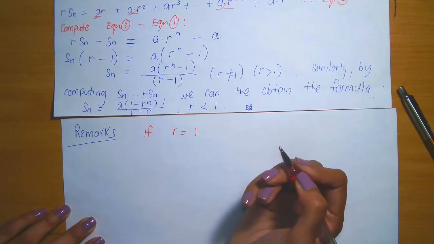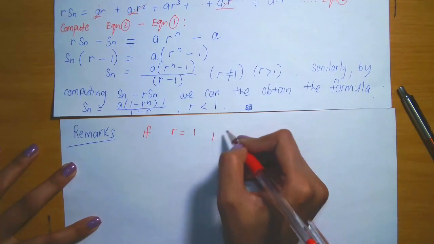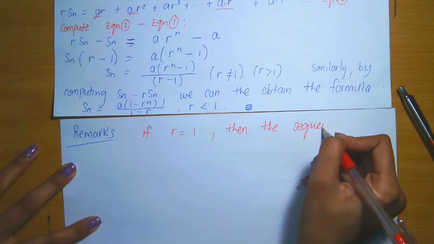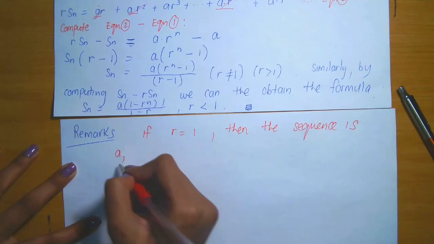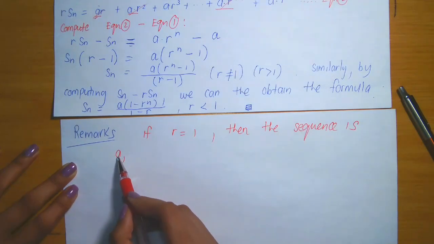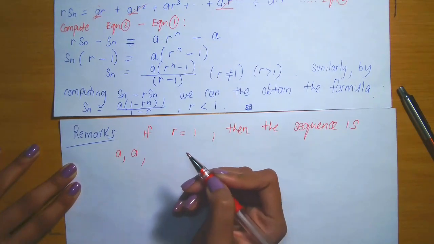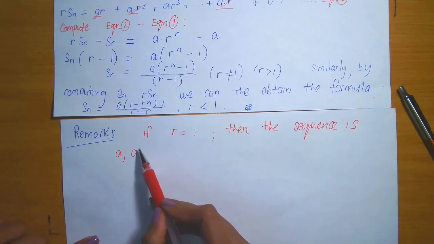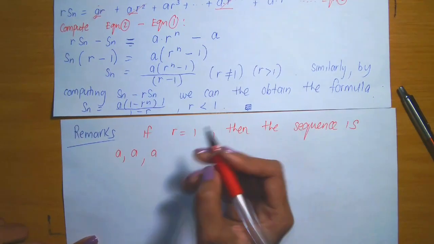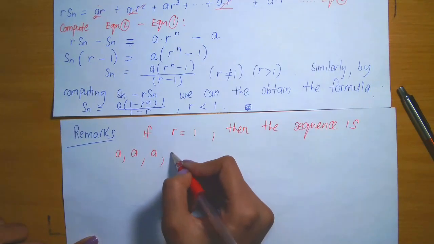If R equals 1, what does this mean? This means that the common ratio is 1. So if R is 1, then the sequence is given by your first term, which is A, and then the second term is determined by your first term times the common ratio R. So that becomes A times 1, which is again A. And then your third term will be determined by your second term times R, but once again that's A times 1, so it's A. Similarly, we can repeat the procedure. The fourth term is the third term times R, which would be A.